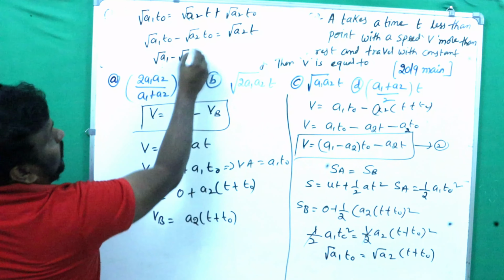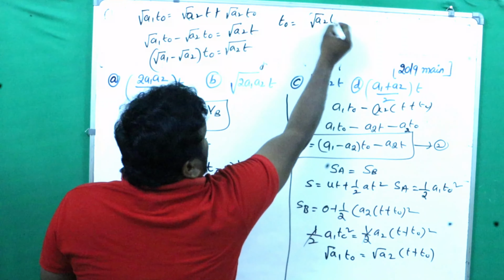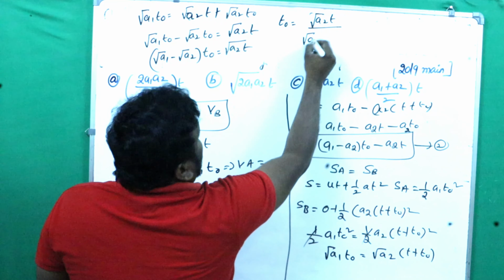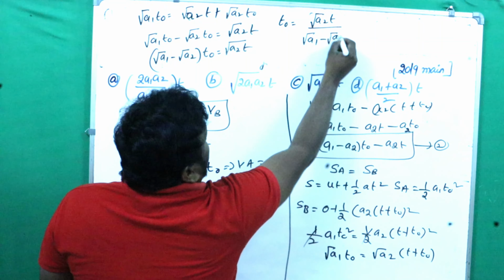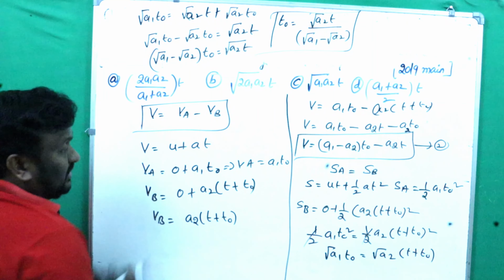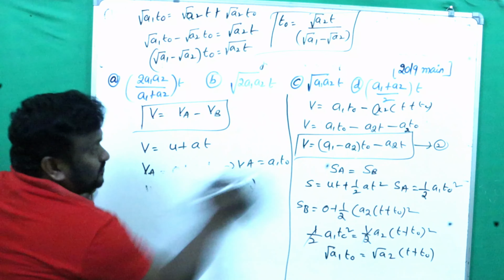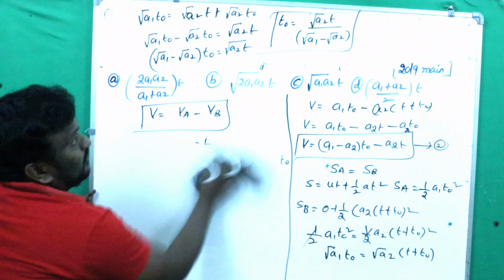So from that you have to write the value of t0. So then t0 is equal to what we can write? Root a2 into t by (root a1 minus root a2). Clear? So now we have to substitute this t0 value in this equation. Obviously we will find out the v value. Okay, so I need some space, so I am erasing this one. So continuation here, watch very carefully. We have to substitute t0 here.